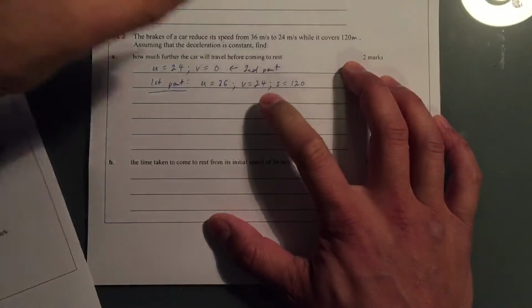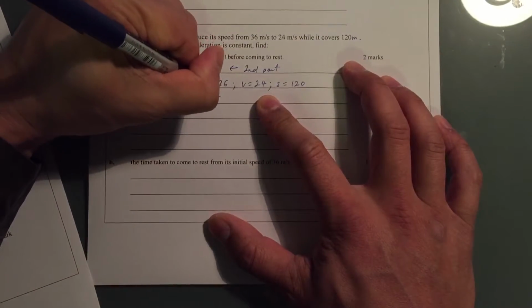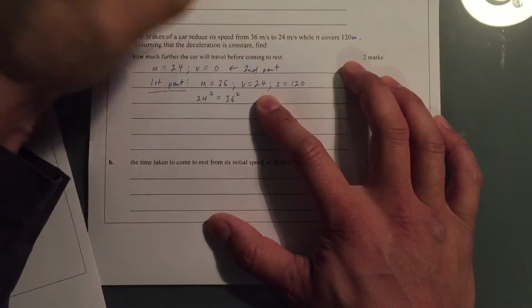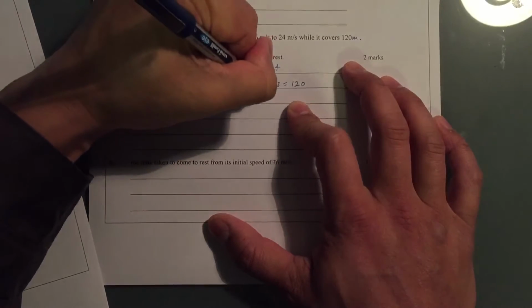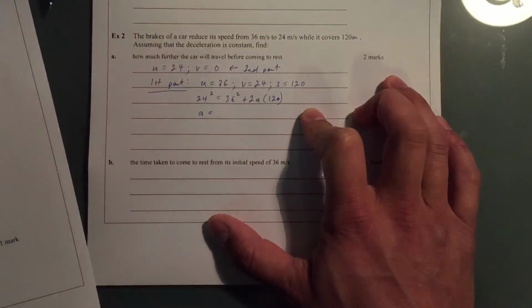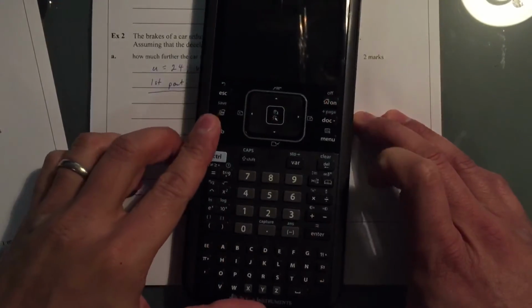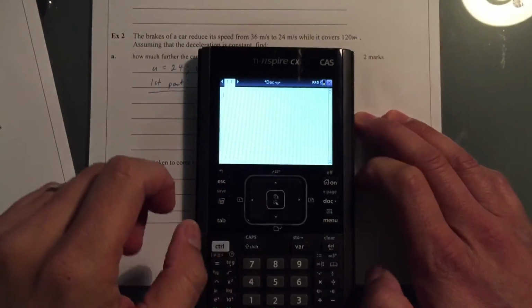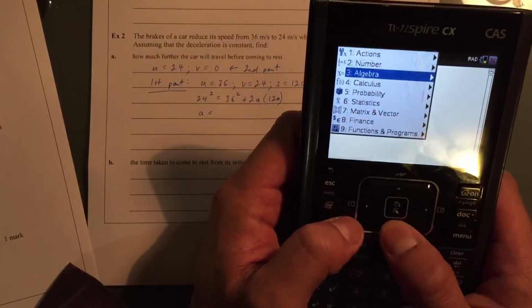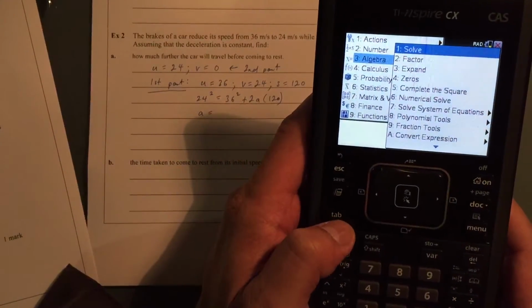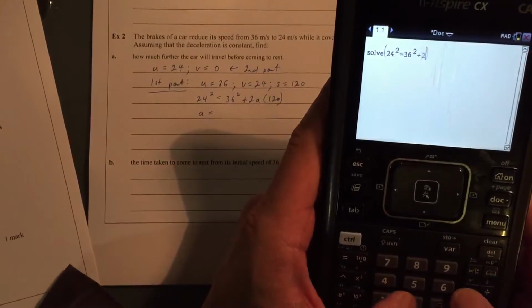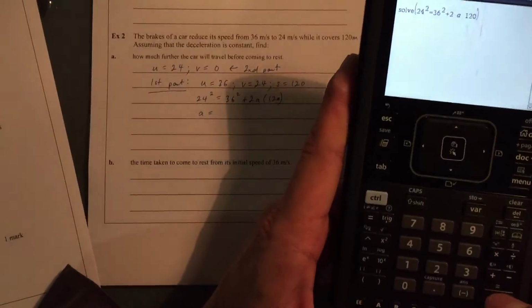So we're going to use v squared is equal to u squared plus 2 times a times s, which for us is 120, and I should be able to find a. And you solve, what have I got? 24 squared is 36 squared plus 2 times a times 120. Tell me what a is.